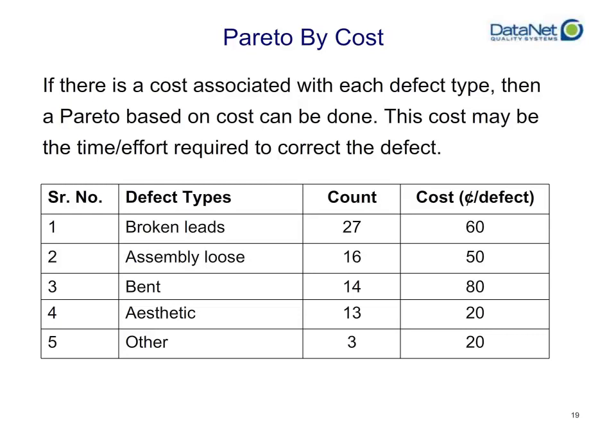So we can take the exact same data that we had previously, where we had a company that manufactured pencils, and they had the same defect types at the same actual count frequency: broken leads 27, loose assembly 16, bent pencils 14, aesthetic problems 13, other 3. We can actually assign a cost in this particular instance. Broken leads are worth 60 cents per defect, assembly loose 50 cents per defect, bent pencils 80 cents per defect, aesthetic problems 20 cents per defect, and other problems are given a generic 20 cents per defect.